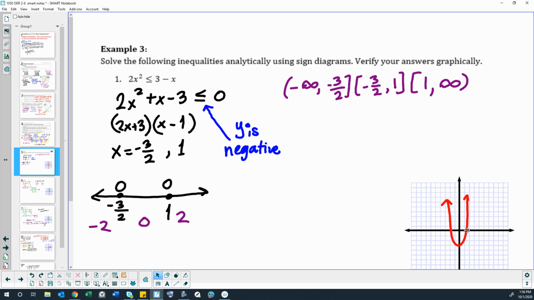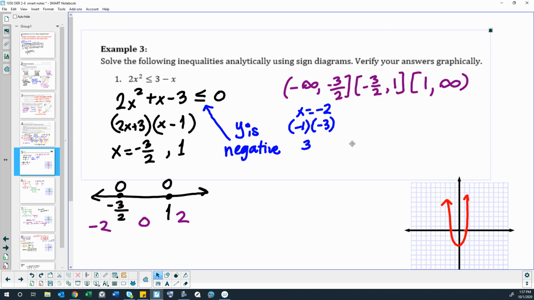Obviously we can see our zeros listed on the graph at negative 3/2 and positive 1. Our parabola is going up because it's a positive coefficient. So the part where y is negative or below the x-axis is going to be between these two numbers. So it should be this middle interval right here. Let's go ahead and test these and make sure that that comes out correctly.